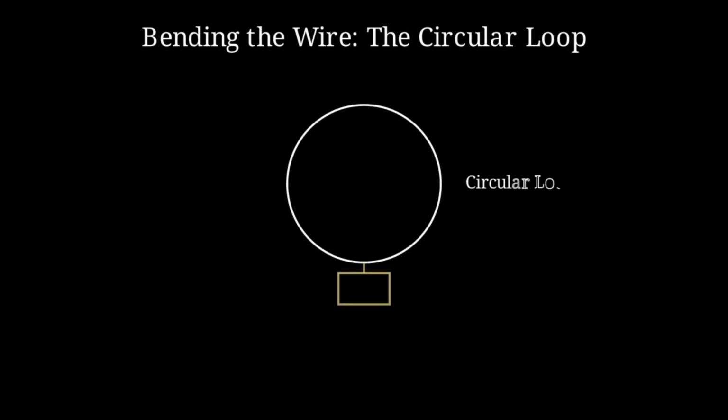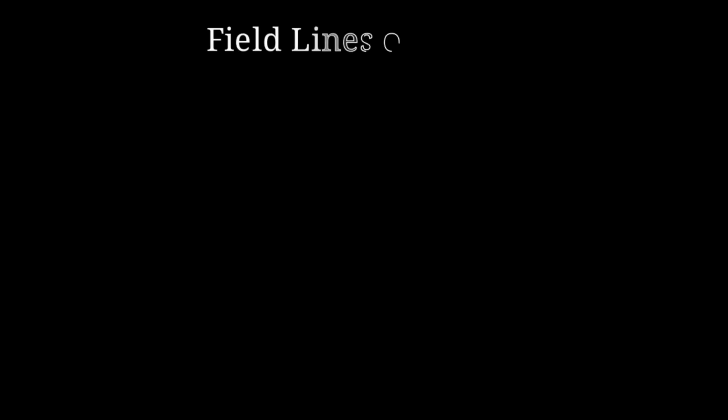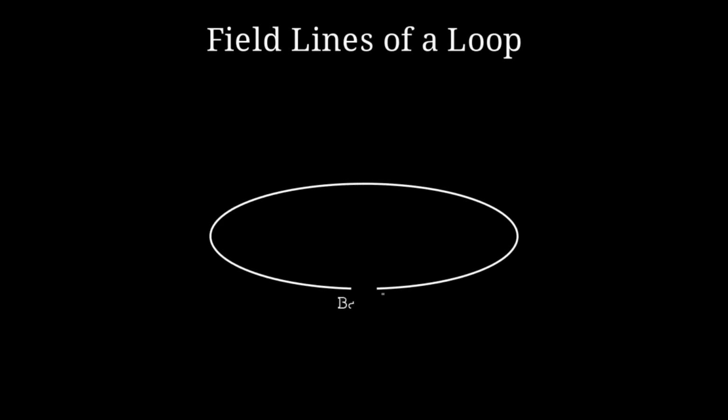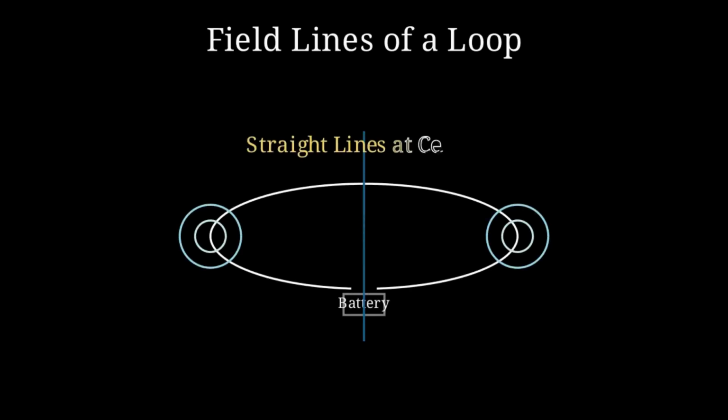Now, let's see what happens when we bend that straight wire into a circular loop. This change in geometry significantly alters the shape and concentration of the magnetic field. Near the wire of the loop, the field lines are still circular. However, as we move toward the center of the loop, the magnetic field lines from all sides of the wire add together, becoming straight and parallel.